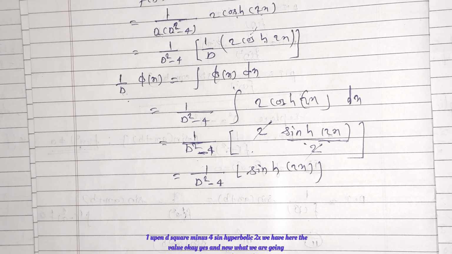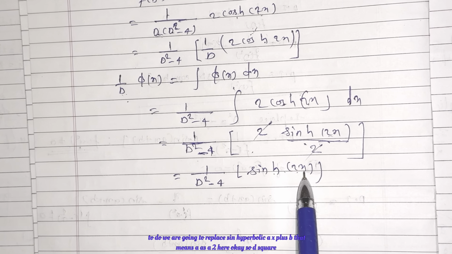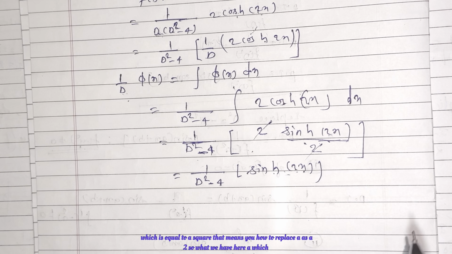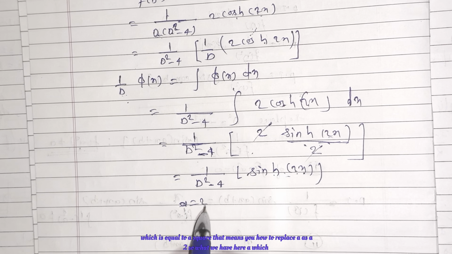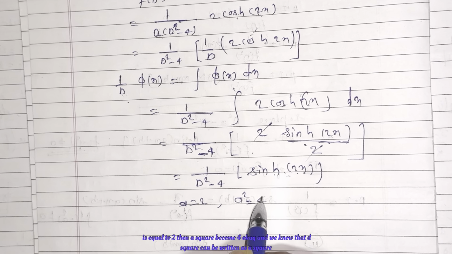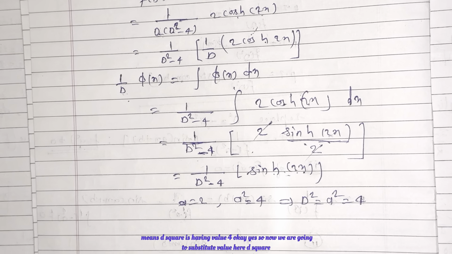Now what we are going to do is replace in sine hyperbolic ax plus b, that means a as 2 here. So D square is equal to a square, that means you have to replace a as 2. So a is equal to 2, then a square becomes 4, and we know that D square can be written as a square, meaning D square has the value 4.